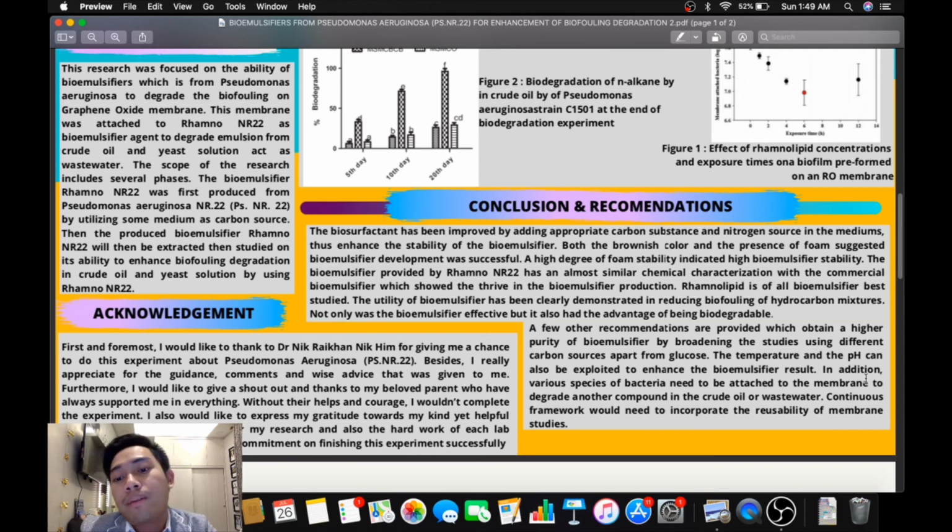A few other recommendations are provided: obtain a higher purity of bioemulsifier by broadening the studies using different carbon sources apart from glucose. The temperature and the pH can also be exploited to enhance the bioemulsifier result. In addition, various species of bacteria need to be attached to the membrane to degrade other compounds in the crude oil or wastewater. A continuous framework will need to be incorporated. The reusability of the membrane should also be studied.